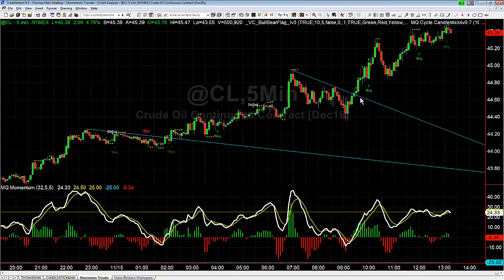Alrighty, so that's all I have for you for today. These were just a couple examples of potential entries in crude oil from trend trading and from micro trend breaks.